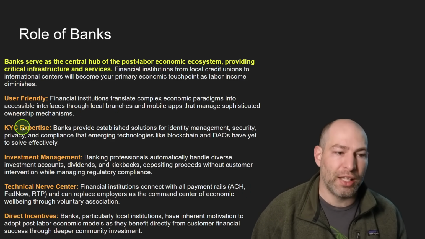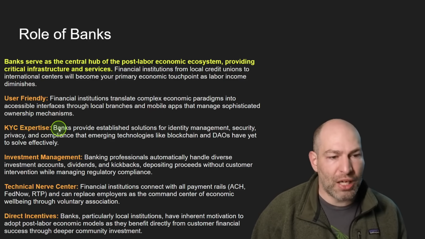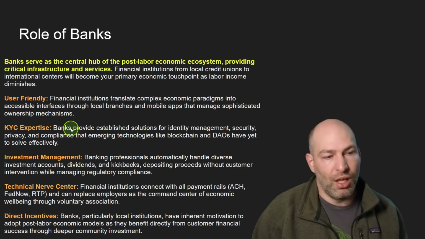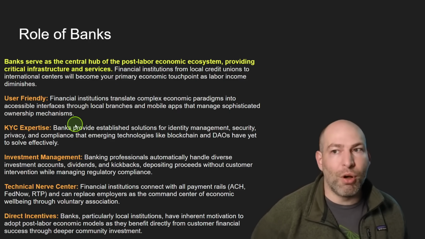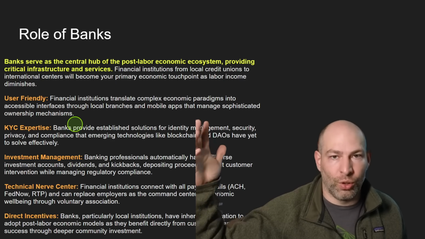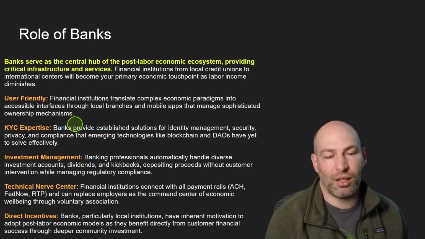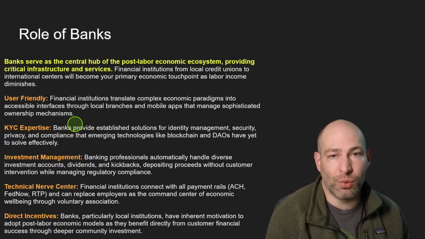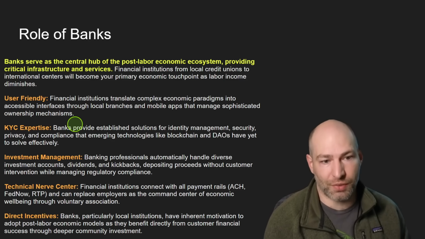Next up is KYC expertise, so know your customer. Banks provide established solutions for identity management, security, privacy, and compliance that emerging technologies like blockchain and DAOs have yet to solve effectively. So basically, proof of humanity. Sam Altman is trying to solve this problem that doesn't really exist with his WorldCoin orb thing. Nobody cares, right? The banks don't really care. Banks have ways of establishing your identity. If anything, blockchain-based and crypto-based solutions will just be an additional layer on top of it. But at the same time, proof of stake and proof of ownership, that's what banks are for. That's literally why banks have existed for hundreds of years.